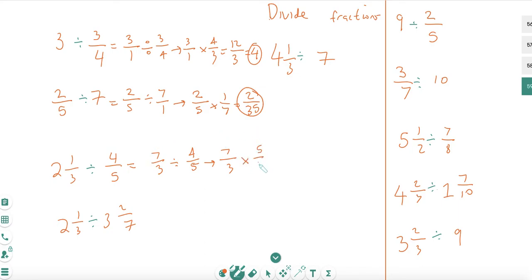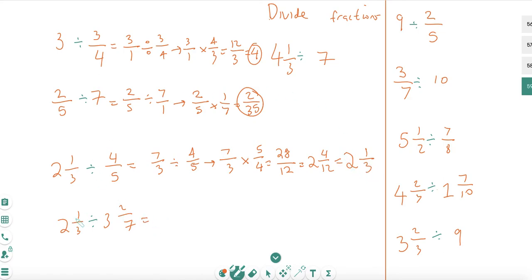Times 5 over 4. 7 times 5 is 28. 3 times 4 is 12. Let's turn this into a mixed number. How many 12s in 28? 2. 12 times 2 is 24. With a remainder of 4 over 12. I can simplify 4/12. I can divide both the numbers by 4. So our whole number stays the same. 4 divided by 4 is 1. 12 divided by 4 is 3.